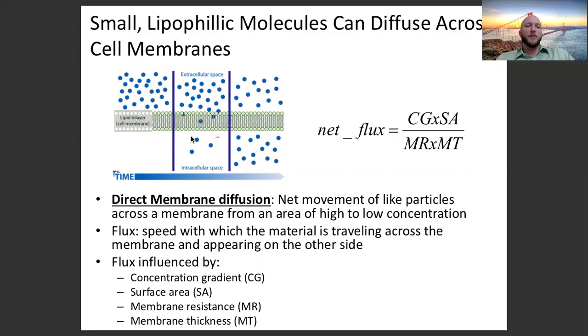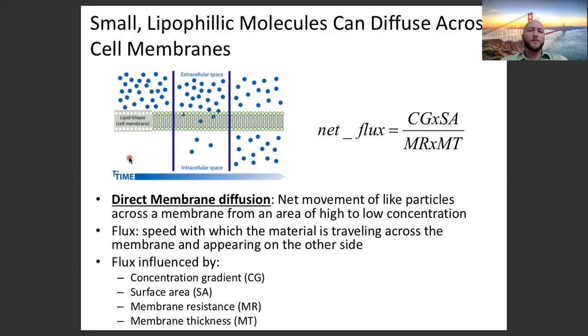So how long is it going to take to reach this dynamic equilibrium? How long is it going to take to go from all the blue hexagons right here to equal hexagons on both sides? Well, the rate at which the blue hexagons move across the membrane is called the flux. It's the speed at which the material is traveling across the membrane and appearing on the other side. Now, not the speed of one individual one traveling, but the speed at which these particles as a whole move across. And flux is influenced by 4 variables.